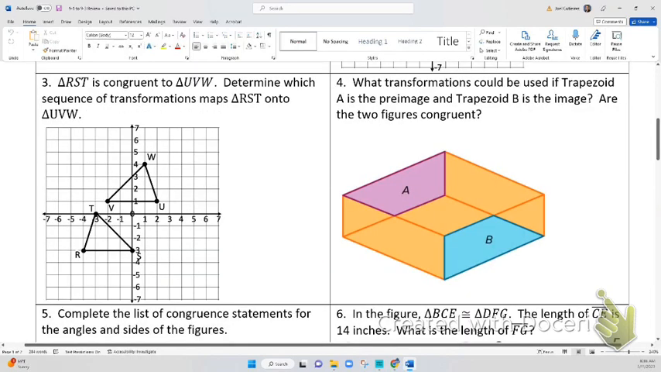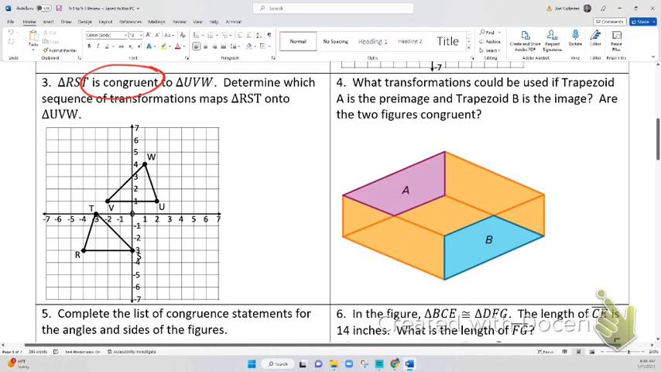All right, number 3, it says triangle RST is congruent. Now notice, they are congruent. They're already telling us that they're congruent. You're not being asked, are they congruent? They're telling you they are congruent. They have the same shape, same size. So there's no need for you to check to see if they're the same shape or the same size.